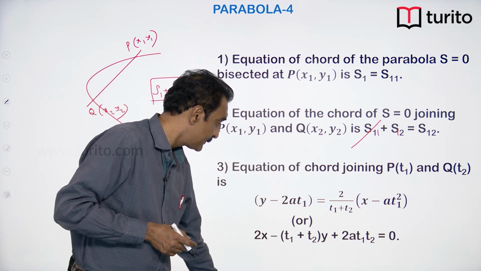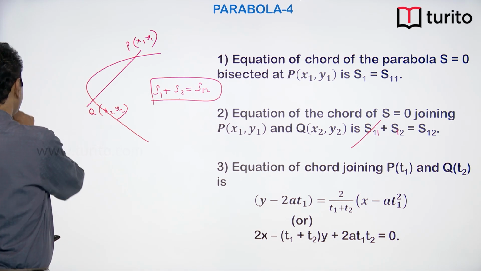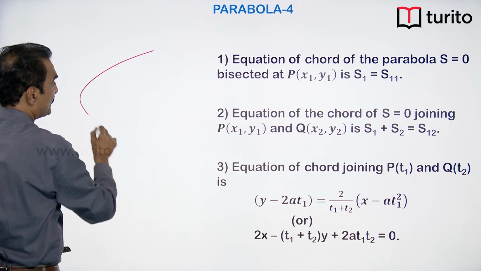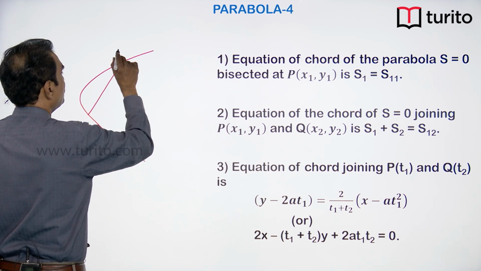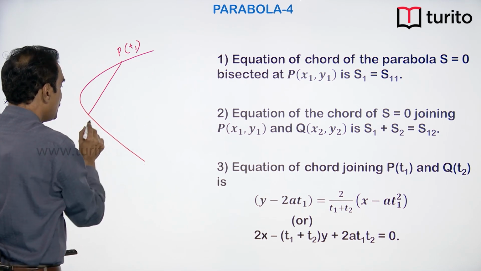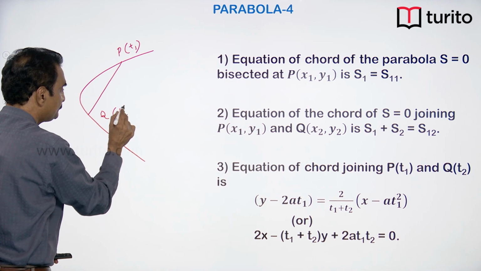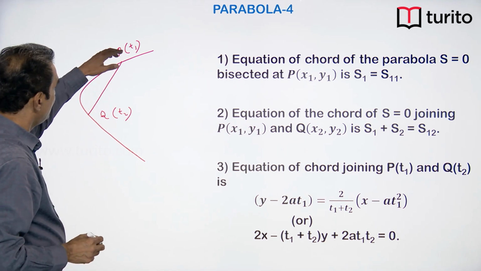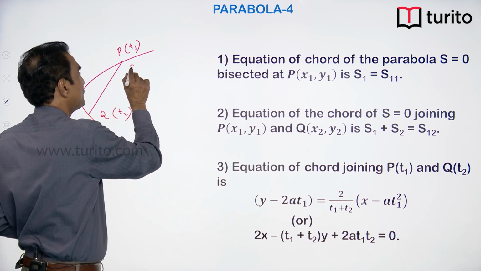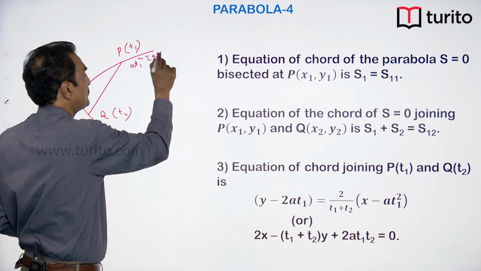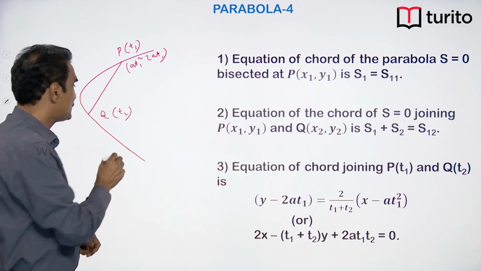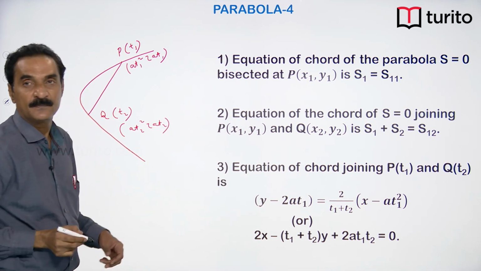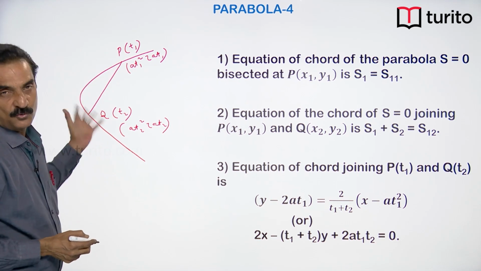Next is the equation of the chord of the parabola joining two points in parametric form P of T1 and Q of T2. Very simple. P of T1 means at1 square, 2at1. Q of T2 means at2 square, 2at2. Then you have 2 points.